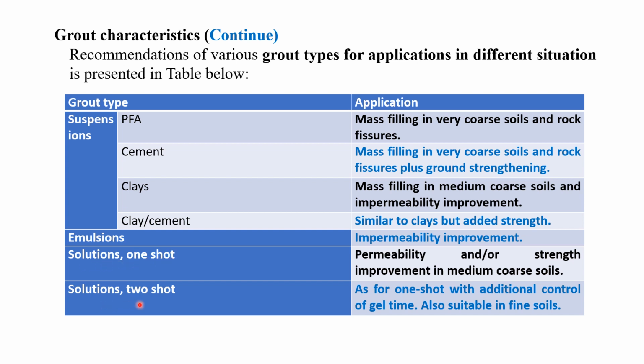Solution grouts come as one sort and two sorts. Solution grout means the chemical grouts. As we know, in one sort, which we have already discussed, the chemicals are mixed together and then grouted at a particular location inside the ground. Whereas in case of two sorts, first we inject the first chemical solution, and after that we go for the injection of the second solution. They are used for permeability and strength improvement in medium coarse soils. Two sorts are like one sort with additional control of gel time, and are also suitable in fine soil.